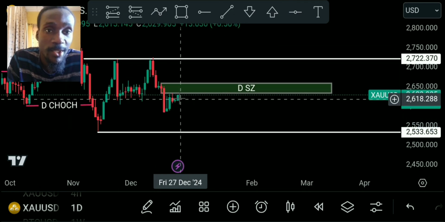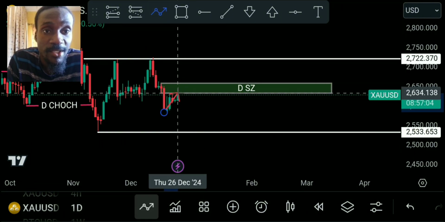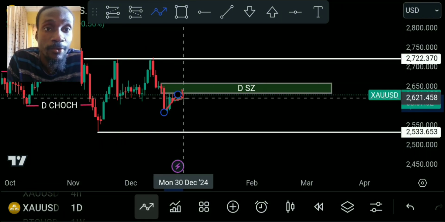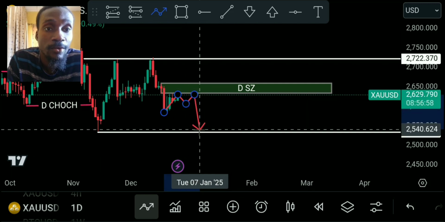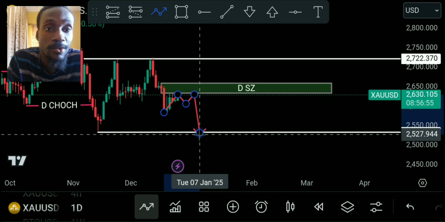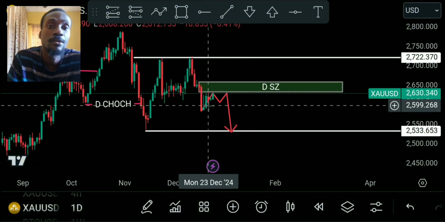So what am I expecting? I'm waiting for the market to tap into this level. If the market taps into this level, then I'll look for reactions. Then I'll look for a selling opportunity down to this level. So guys, that's that. Very simple.